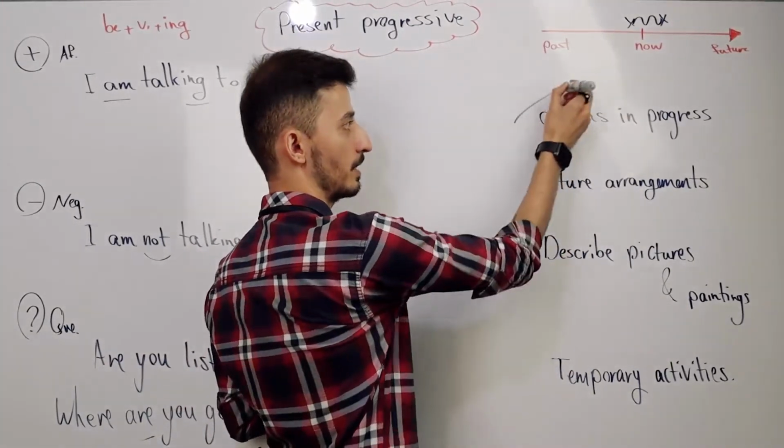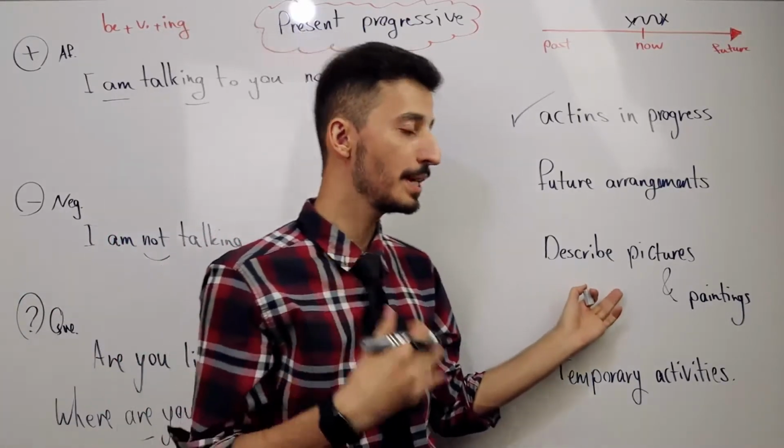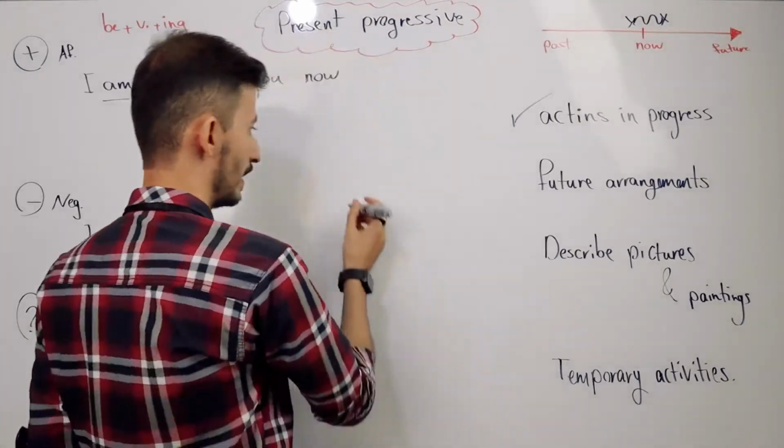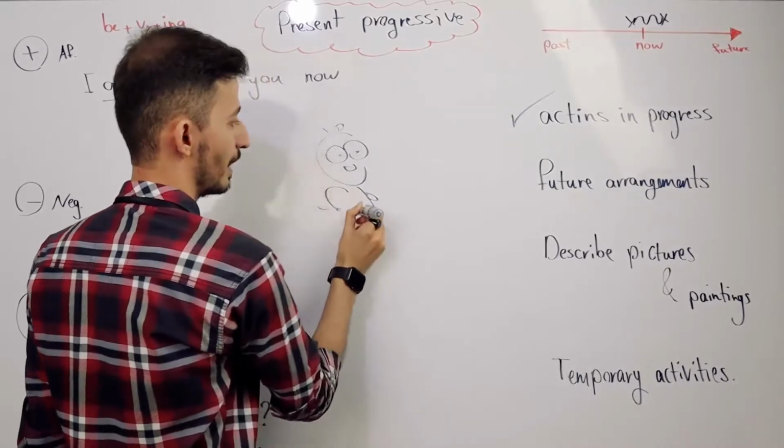So this one, checked. What else can we do with this grammar? We can also talk about pictures and paintings when we're describing them. For example, let me, here I have a chicken.